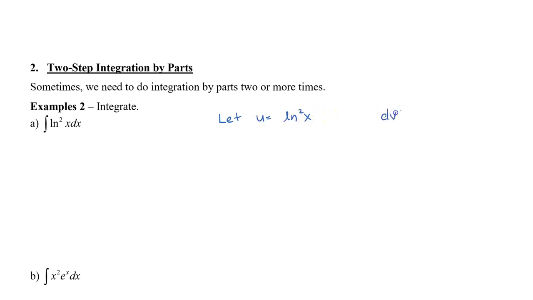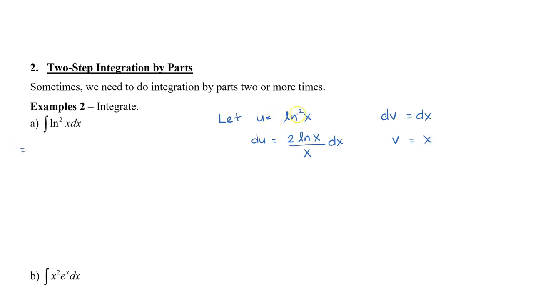And dv then simply, because we don't have anything else, will equal dx. So the derivative of u is du, the derivative of natural log squared will be 2 times the natural log of x. And the derivative of natural log of x is 1 over x. So 1 over x, and this will be dx. The integral of dv is v. Integral of dx is x.